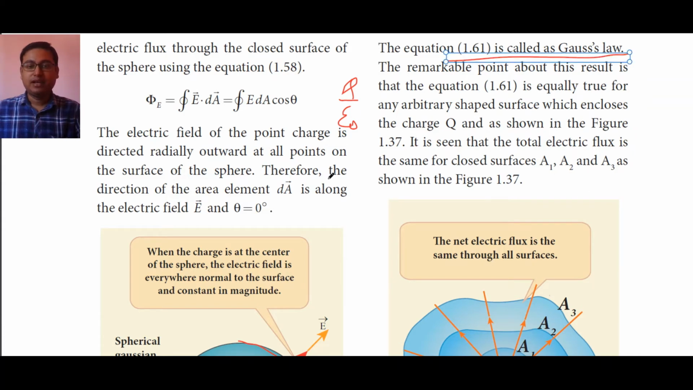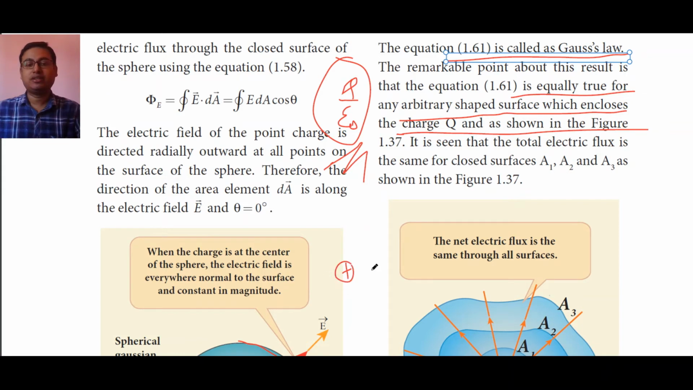Okay, it is to be noted that this equation is equally true for any arbitrarily shaped surface which encloses the charge, as shown in figure 1.37 below. Okay, that means if a charge is enclosed by a sphere or any kind of surface, that means uniform surface or non-uniform surface, to find out the total electric flux, this formula is valid for all situations. It is seen that the total electric flux is the same for closed surfaces A1, A2, A3 as shown in figure 1.37 here.